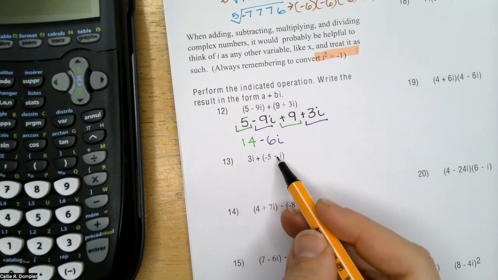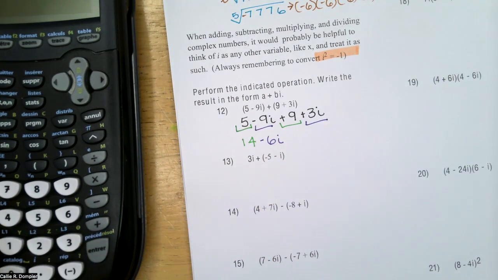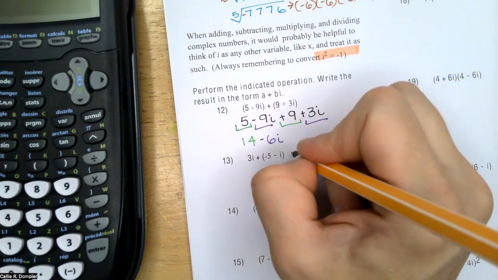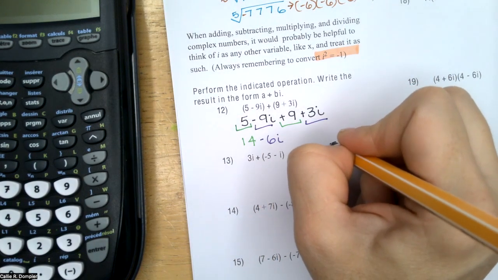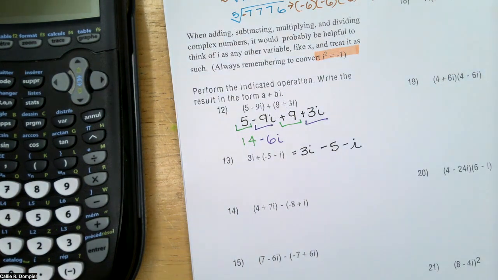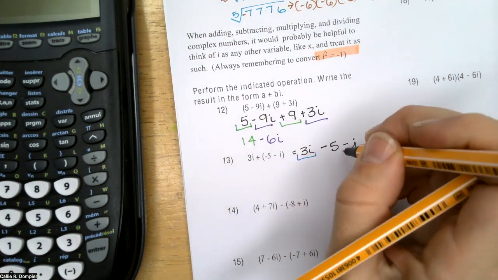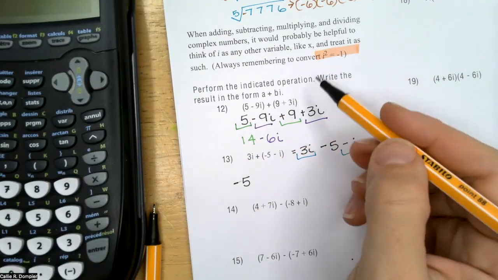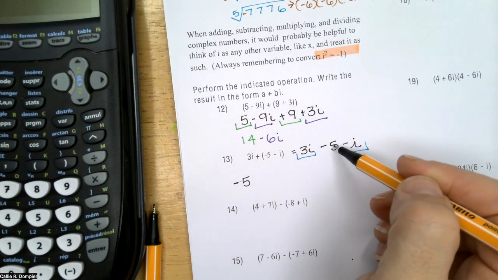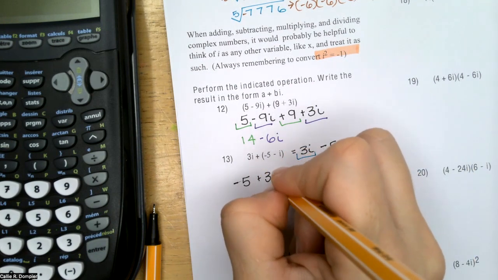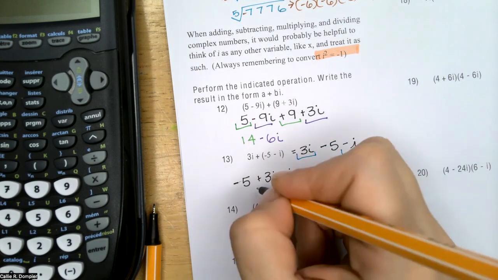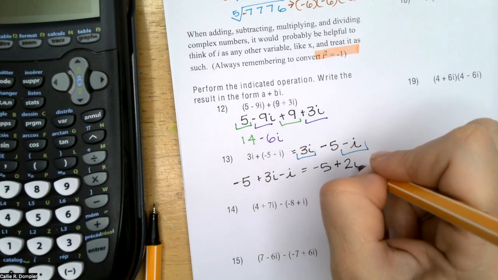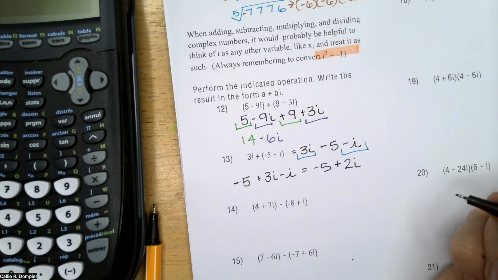Now we have 3i plus negative 5 minus i. Again, you don't need those parentheses because there's no minus sign. If there was a minus sign, we would need to distribute the minus sign, but we don't. So that's just 3i minus 5 minus i. The like terms are the 3i and the negative i. So I'm going to go negative 5 first because that's a plus bi form. A plus bi form is the whole number first, plus 3i minus i or minus 1i. So that's negative 5. 3 minus 1 is 2i. Negative 5 plus 2i. Good.